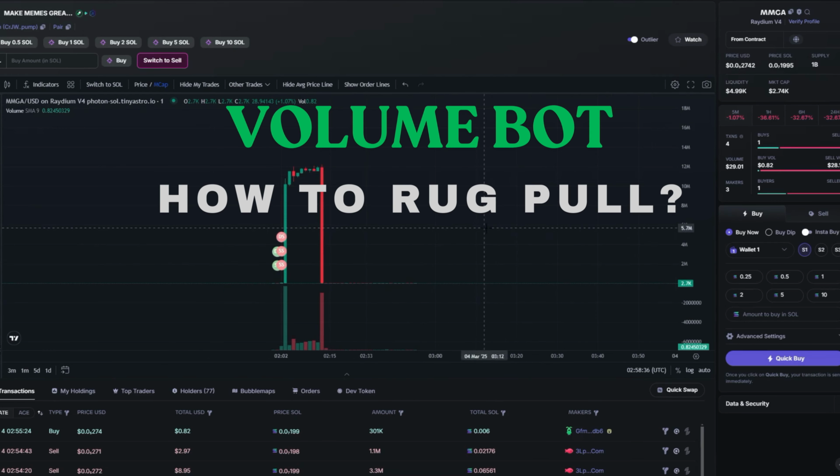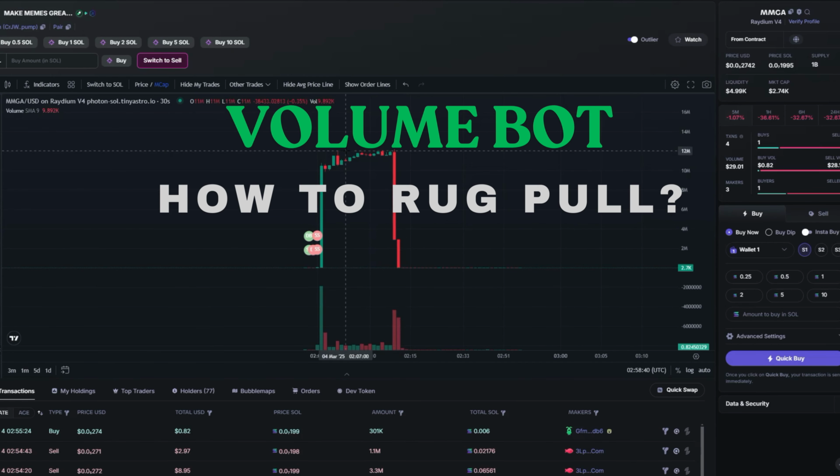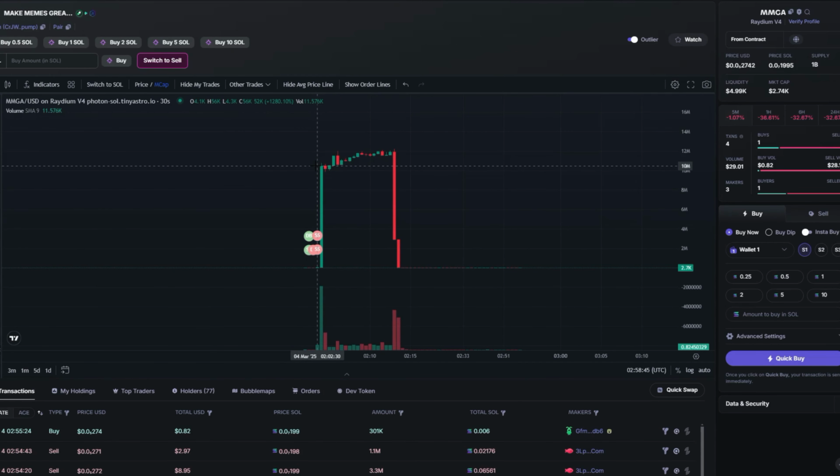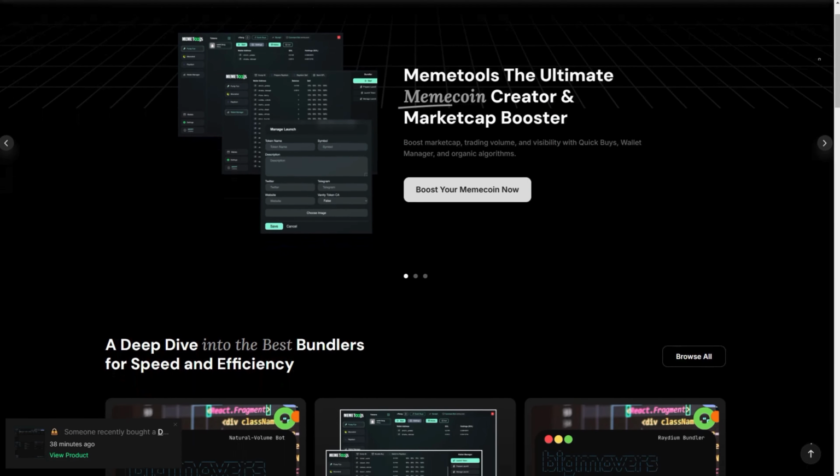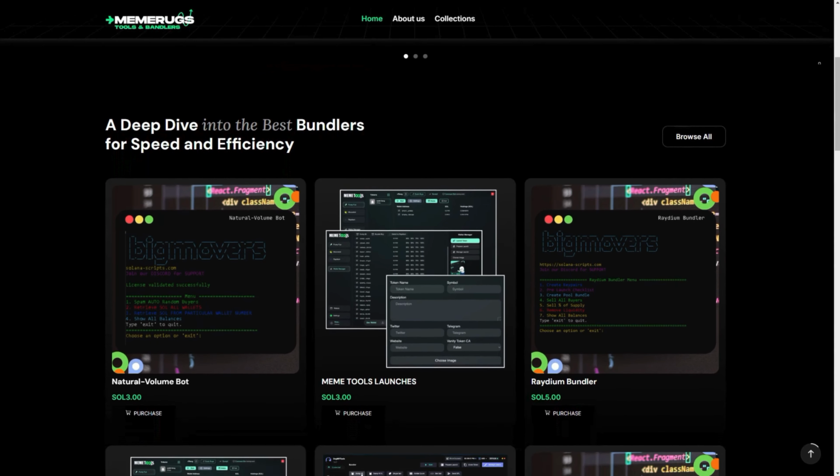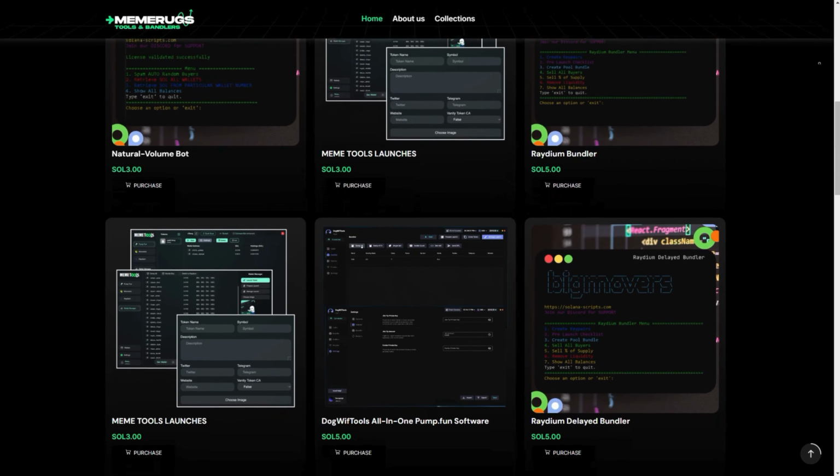Want your meme coin to look like the next big thing? Discover how to use volume bots the right way to skyrocket your trading volume. And I'll show you how to get your own volume bot to do some rug pull in meme coins.